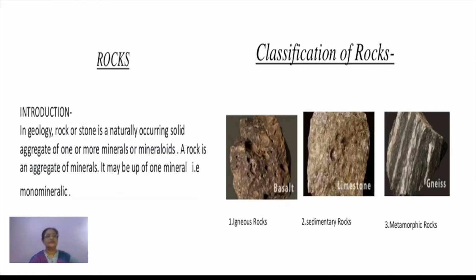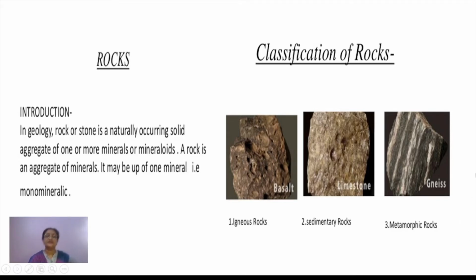Now come to the next one. In geology, what is geology? Geology is the study of rocks. In geology, a rock or stone is a naturally occurring solid aggregate of one or more minerals. So it may be made of one mineral or more than one. And the classification of rocks, as I said earlier, is igneous, sedimentary and metamorphic rocks. The examples of each have been given here.